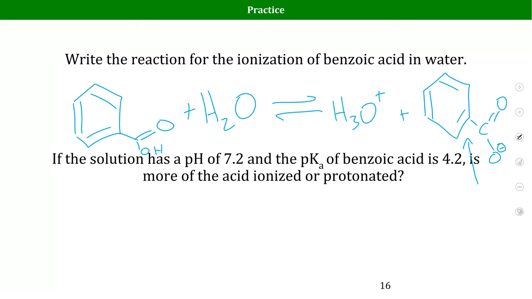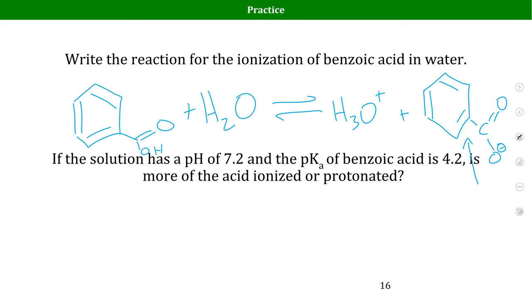Why? The deprotonated form has a charge. I think we've made the same mistake. Yeah, when we pull the proton off, it's charged now, right? So this is the form that's more soluble in water. So we would want to keep it in a basic solution to maximize the solubility.